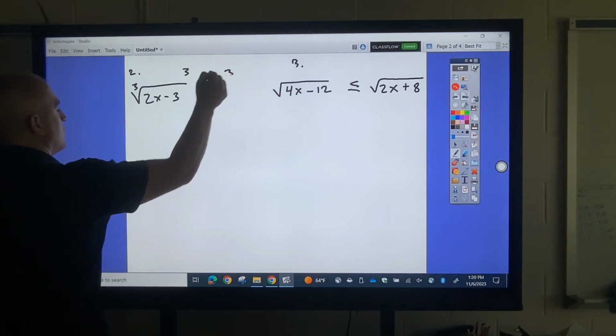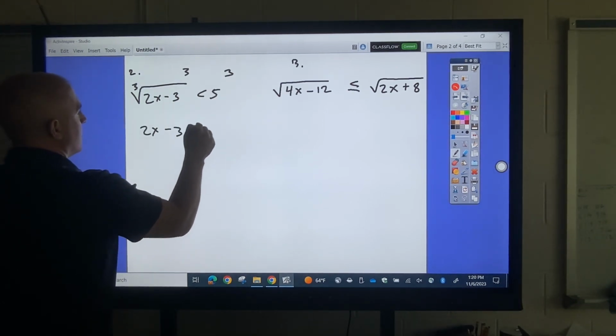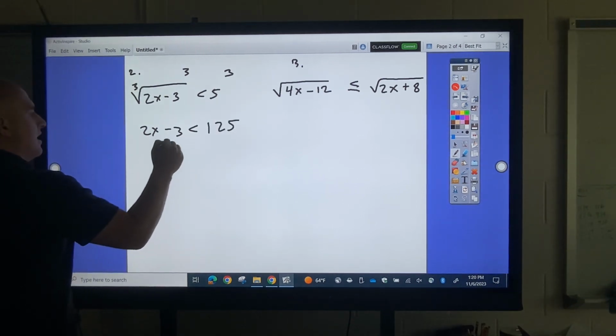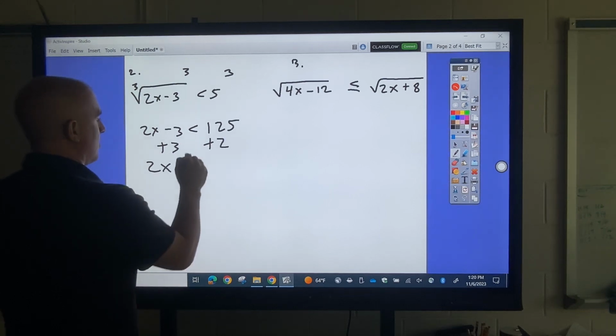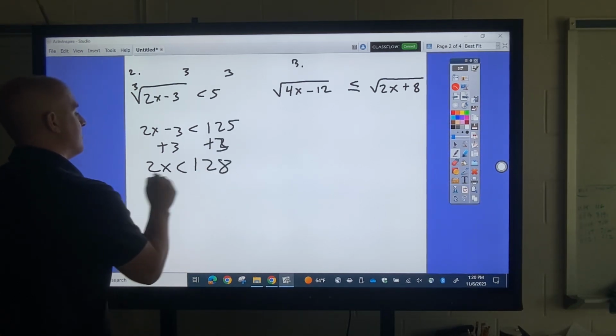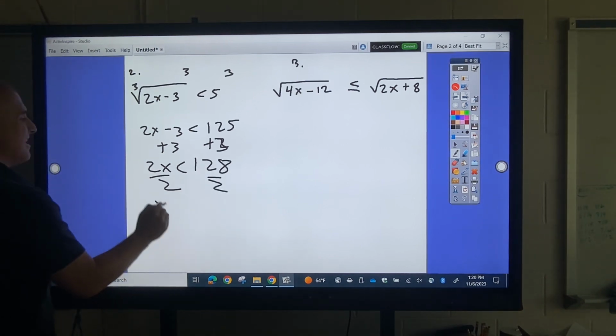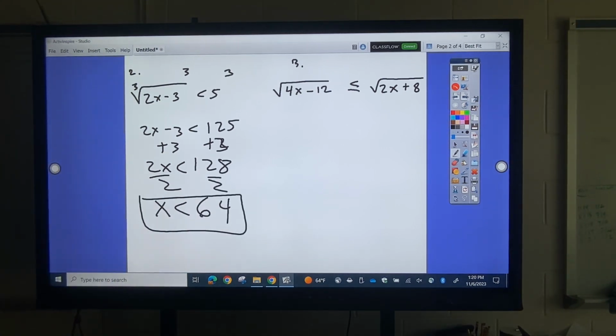So what I can do is just cube both sides. That's going to be 2x minus 3 less than 125. Add 3, and I get 2x less than 128. Divide by 2, and I get x is less than 64. And that's okay.